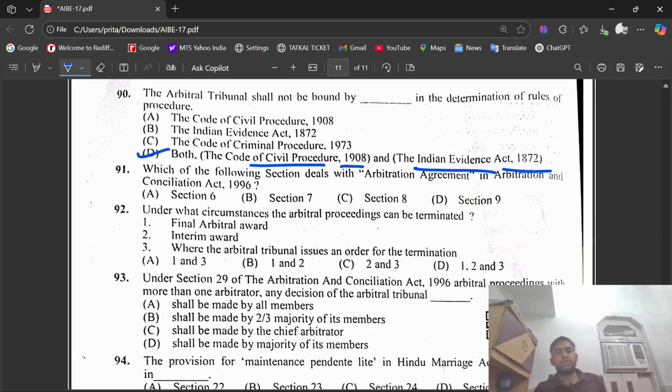Question number 91. Which of the following sections deals with arbitration agreement in the Arbitration and Conciliation Act 1996? The right option is option B, that is section 7.